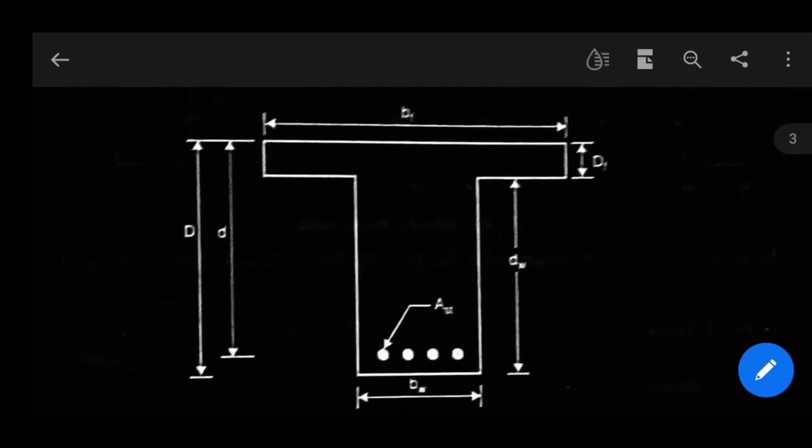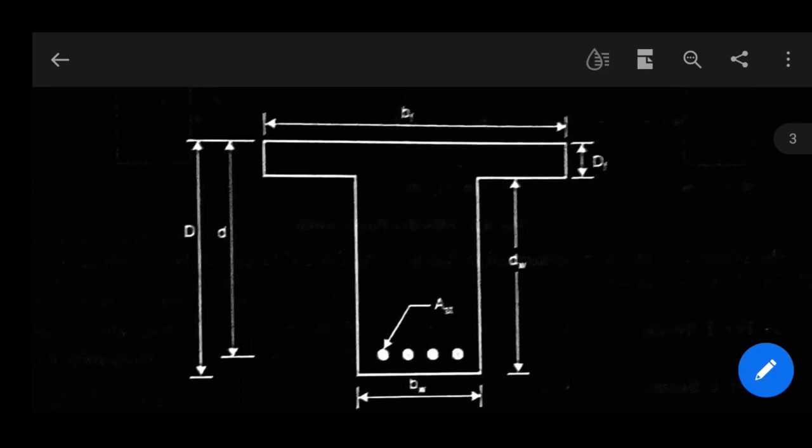Look, this is the T-beam. The two terminologies I have just used, one is flange and another one is web. Now, which portion of this T-beam is flange? That upper portion shown in figure, the head portion of the T, is called flange, which is a part of that slab which is casted along with this beam, and this lower portion is called web. Okay.